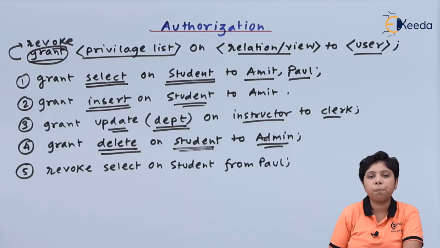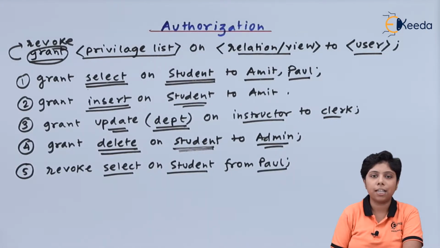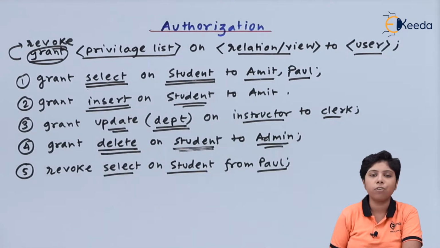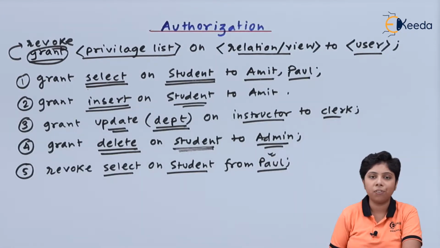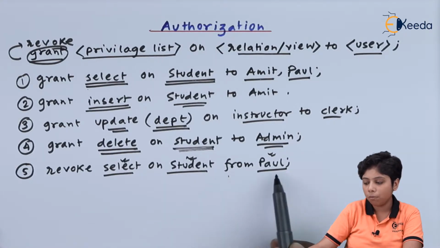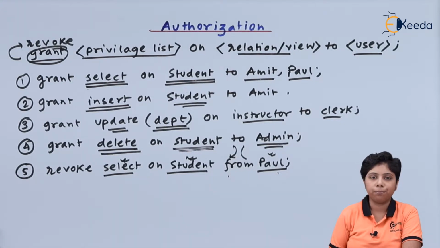One thing we need to keep in mind while revoking a privilege is that we cannot revoke a privilege that is not granted to a user. Say I am writing here: revoke select on student from, say, Selena. Selena is not granted select on student, so we cannot revoke that. So we must use the name of the user who is granted that particular privilege on a relation to revoke it from him or her. So here we are revoking the select privilege on student from the username Paul. So the to is changed to from.